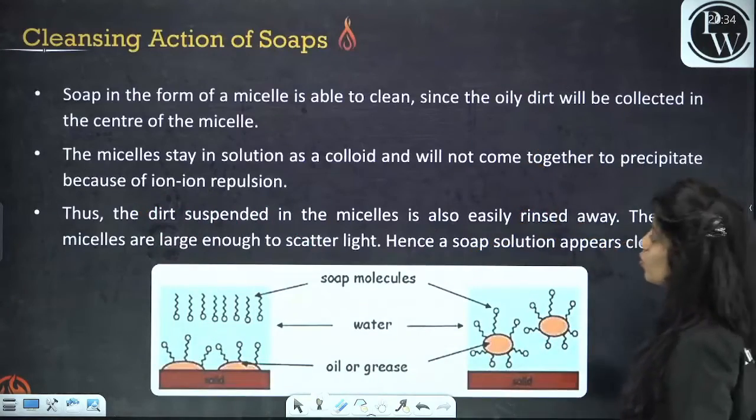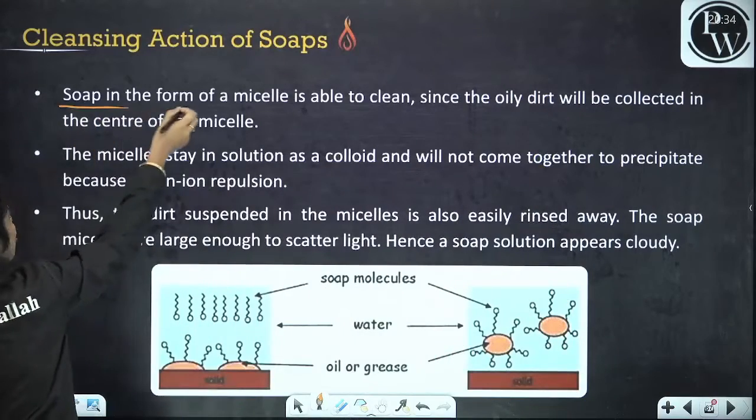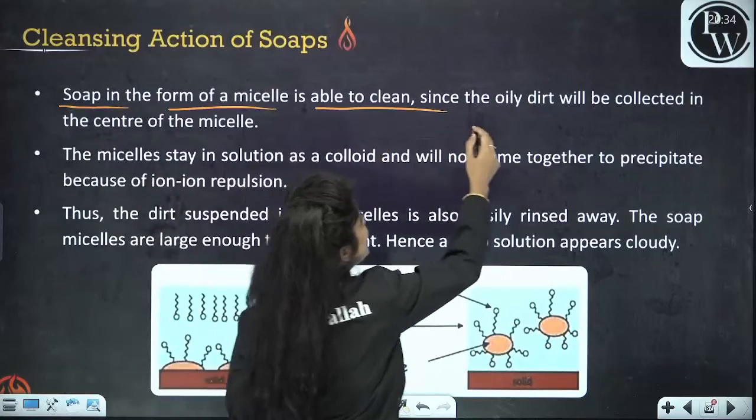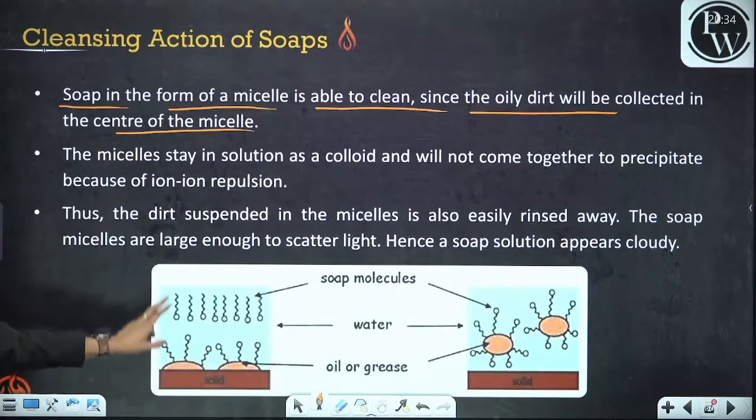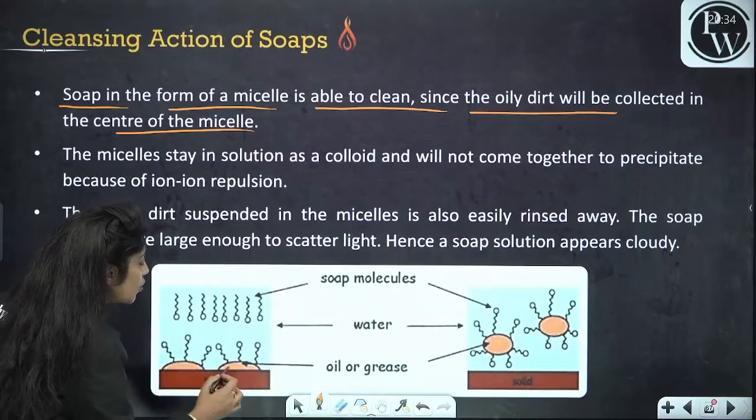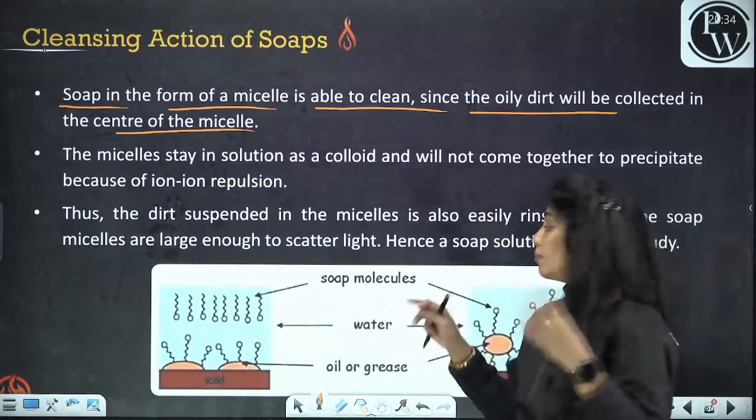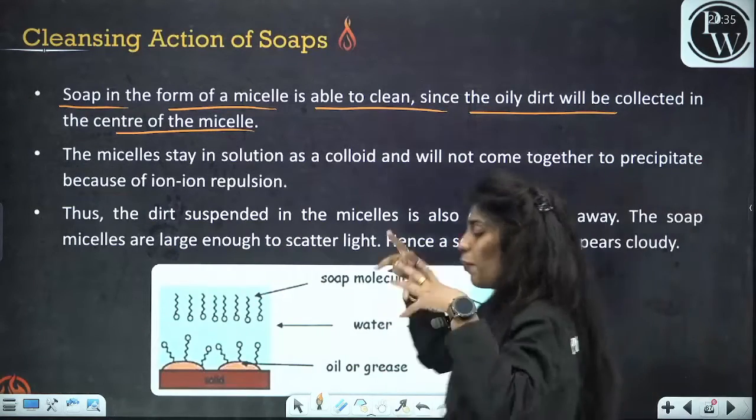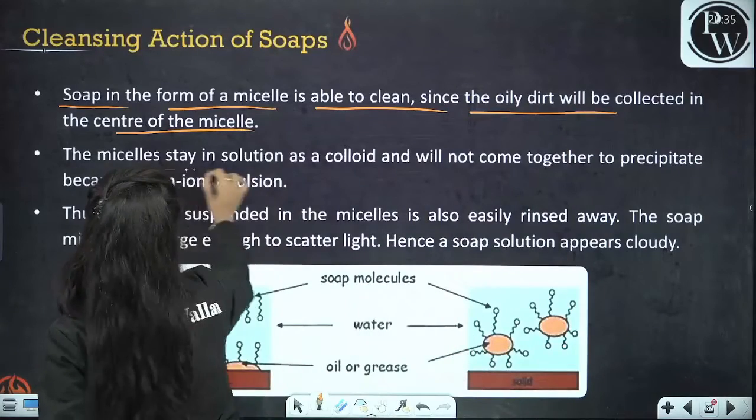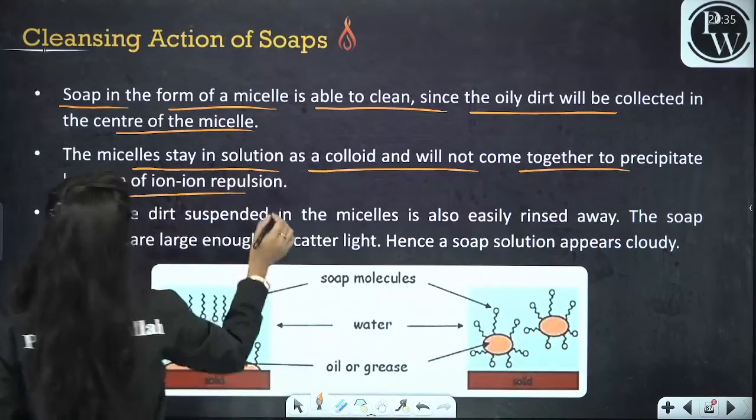So now we are going to discuss it with the help of these fancy lines, line by line. Soap in the formation of micelle is able to clean since oily dirt will be collected in the center of the micelle. Here you can see these are the particles that are coming, and these are your dirt. So they are going to get stuck on these and will be forming this kind of structure. So dirt is in between and the micelle is forming the cluster. The micelle stays in the solution as a colloid and will not come together to precipitate because of ion-ion repulsion.